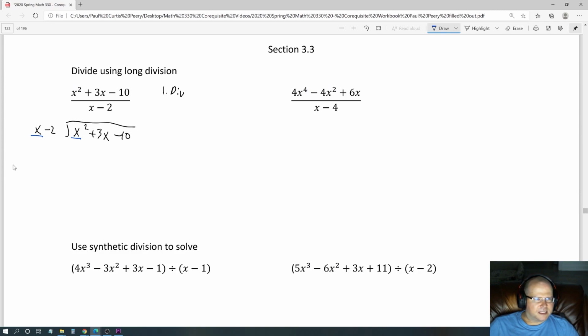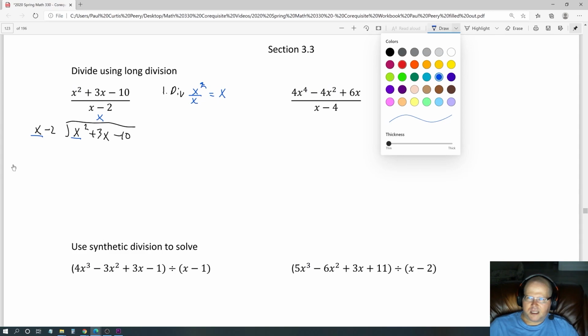So basically what I do is I say, well, x squared divided by x equals x, and I'll put the result of that division on top. Excellent, that was the first step. Let's move on to the second step.